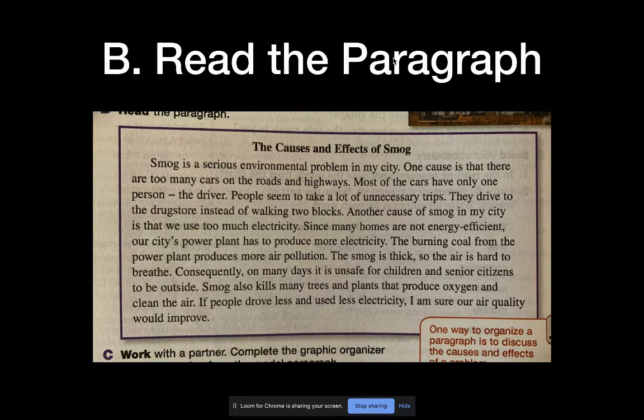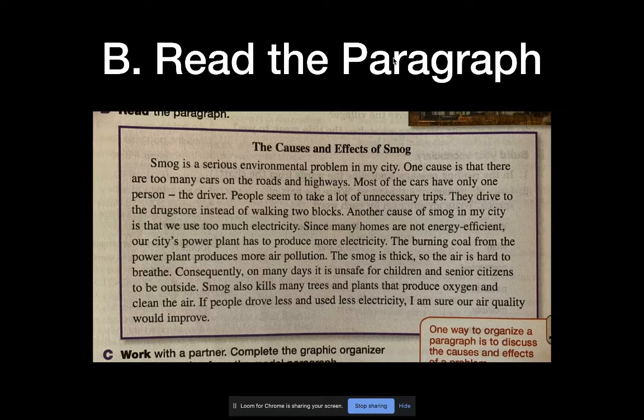And then the next sentence is also a detail. The burning coal from the power plant produces more air pollution. So because we're using more electricity in our homes, there's more coal being burned. Coal is that kind of black rock from the earth that we burn to produce the electricity. And that produces air pollution.